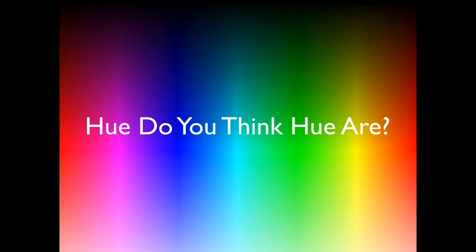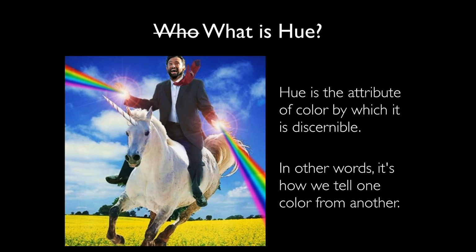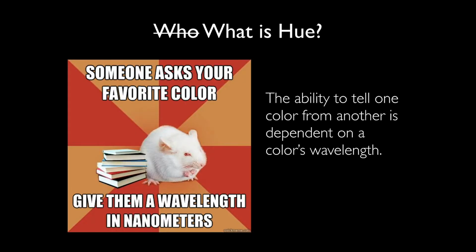So first up is hue. Hue is the attribute by which color is discernible. Now that's just a really complex way of saying it's how we tell one color from another. Hue is dependent upon a color's wavelength. Now this is kind of sciencey, but it is important to understand where hue is coming from.